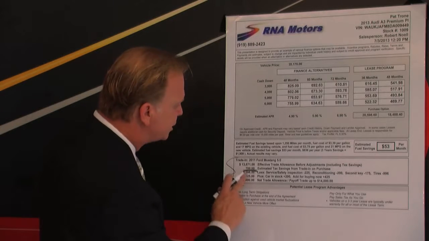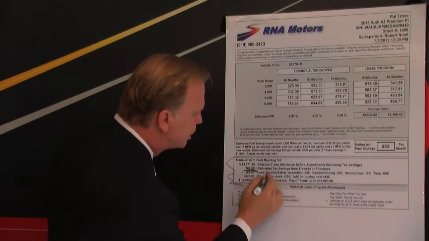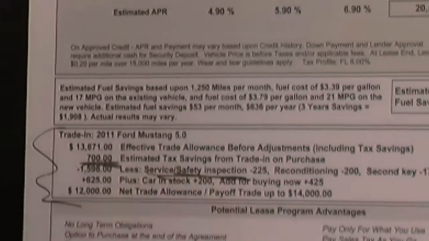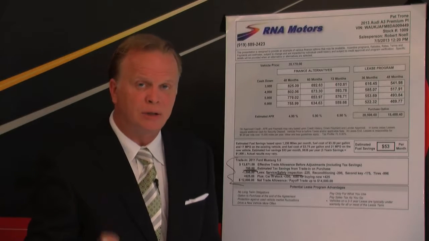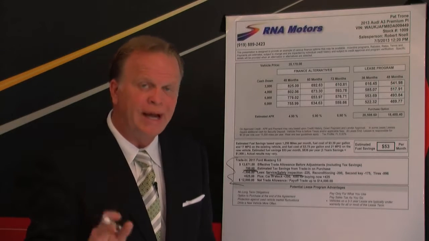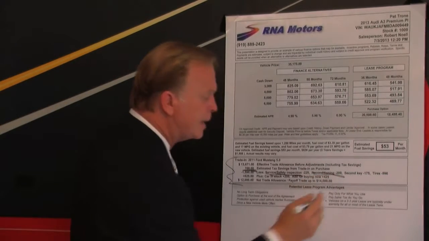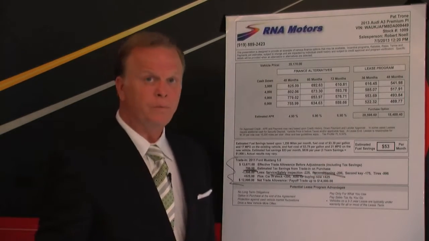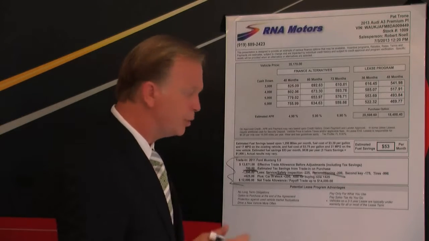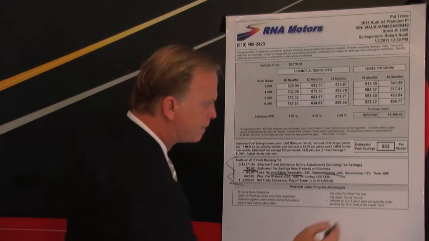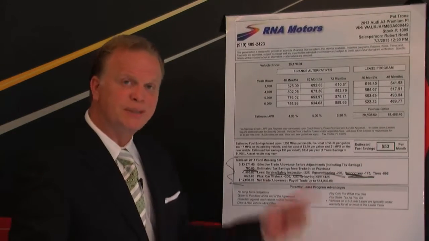Now your car needs a few adjustments. The first one here is a service and safety inspection. That is a legal requirement. That is a non-negotiable. We have to do that, a service and safety inspection. Reconditioning. I love dogs too, but we have to recondition your car. Second key. Keys are pretty expensive these days, but tires.